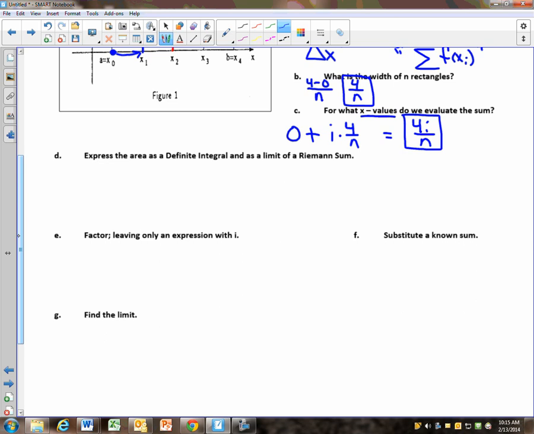Express the area as a definite integral and as a limit of a Riemann sum. The Riemann sum is the sum piece. Riemann was a mathematician, and he really helped develop some of these ideas. Yeah, it's actually a sigma sum.